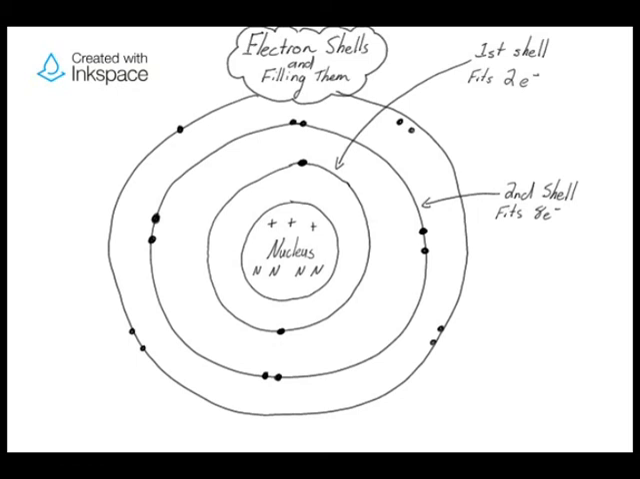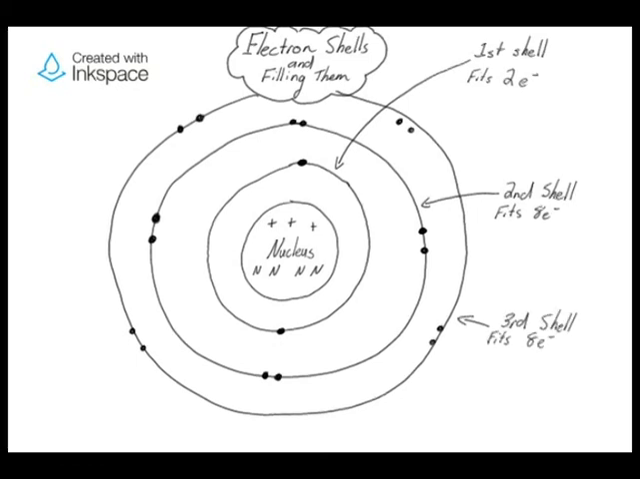So the third shell can fit 8 electrons, and once again, it is determined experimentally, and you'd fill from each of the 4 positions first, and then start to pair them up.